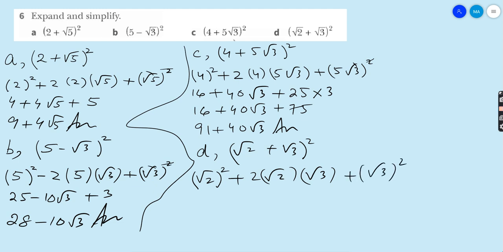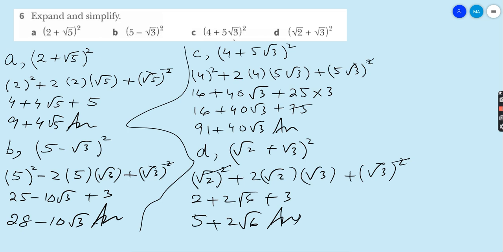plus b square. Square and root cancel, 2. Then 2 root 2 into root 3 is root 6, plus square and root cancel, 3. 2 plus 3 is 5. So the answer is 5 plus 2 root 6. This is the answer of part D. And question 6 has finished.